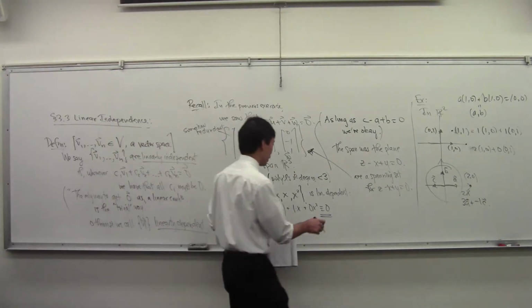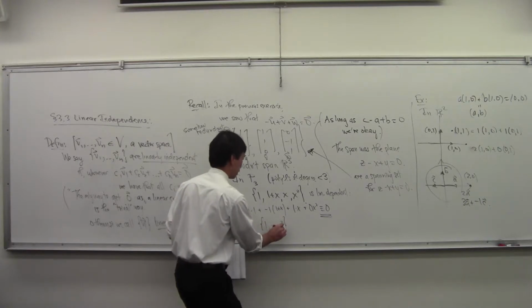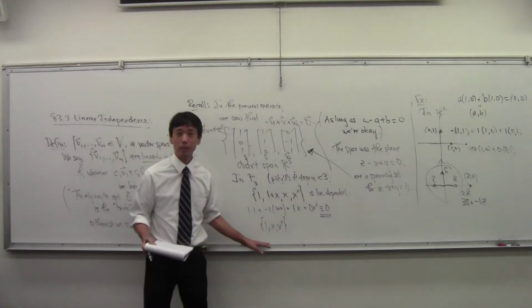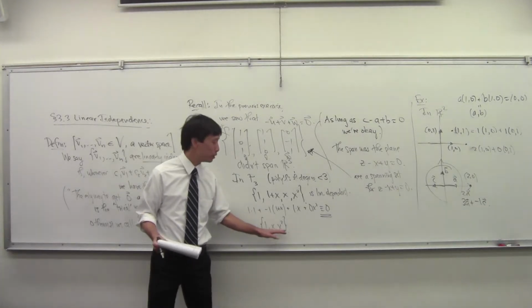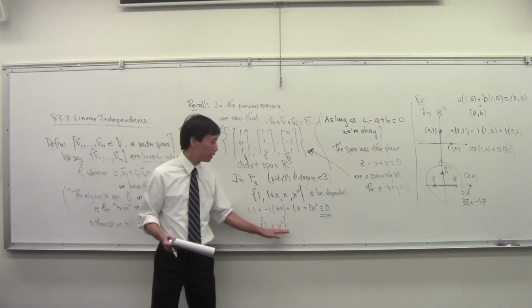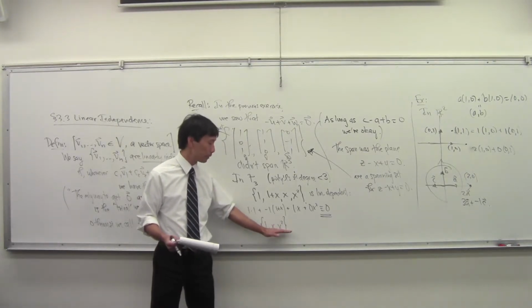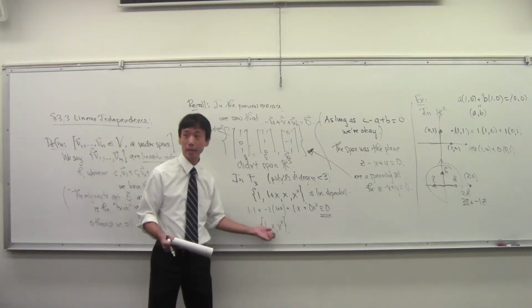But if I threw out this guy, if I looked at 1, x, x squared, then that's going to be independent. There's no way I can get the 0 polynomial by combining these guys together. There's no way I can get the 0 polynomial by adding non-trivial multiples of 1, x and x squared.